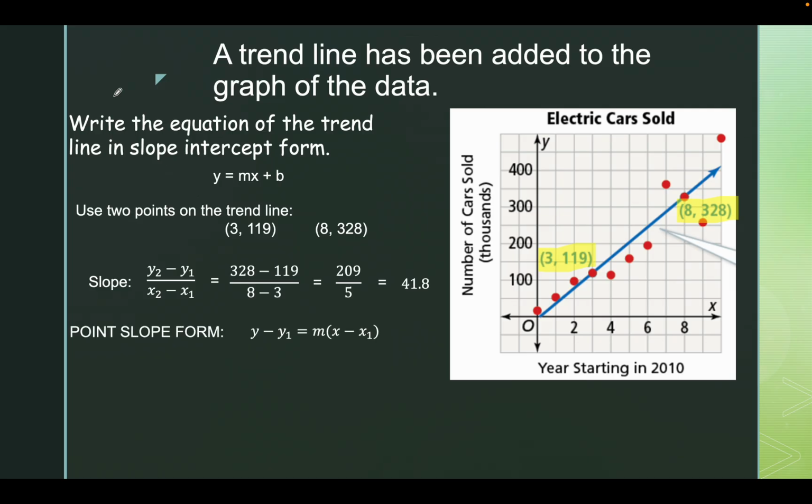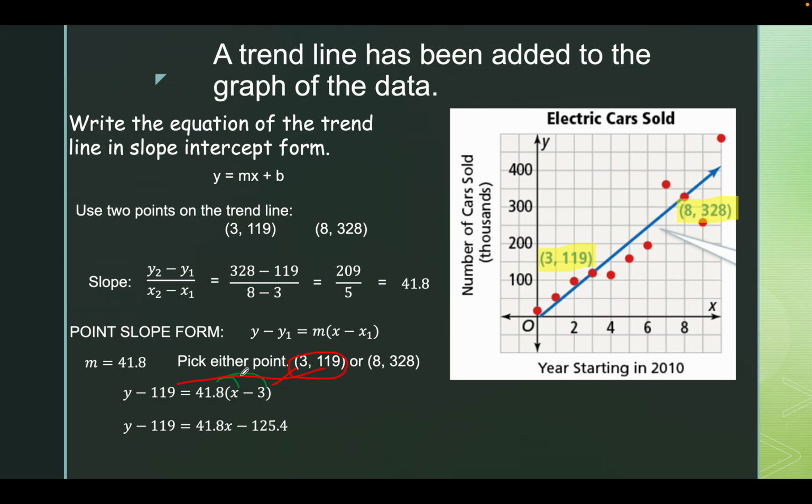Point-slope form. Remember, y minus y1 equals m times x minus x1. We have the slope. We just found it. We can pick either point to plug in. I'm choosing to plug in 3 and 119. So the 3 goes in for x, and the 119 goes in for y. And now we can distribute to get rid of parentheses. Add our 119 to both sides, and we're left with y equals 41.8x minus 6.4.